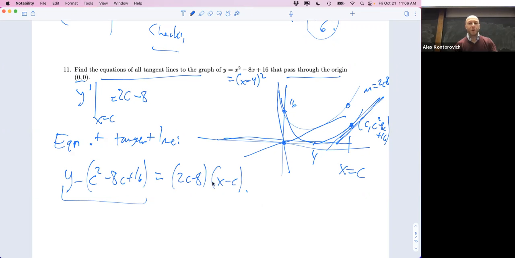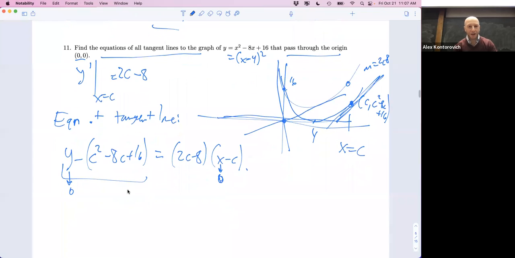What does it mean to cross through the origin? It means that when I set x and y equal to 0, this is an equation. So through the origin, I'm going to set y equal to 0. I'm going to set x equal to 0. And now I have an equation in c. So if I set x and y equal to 0, let's see. I have minus c squared. Let's move everything to one side so I don't have to deal with this minus sign. So I'm going to move this to this side so I have only plus signs. So now I have 0 is equal to c squared minus 8c plus 16. That's for moving this over.